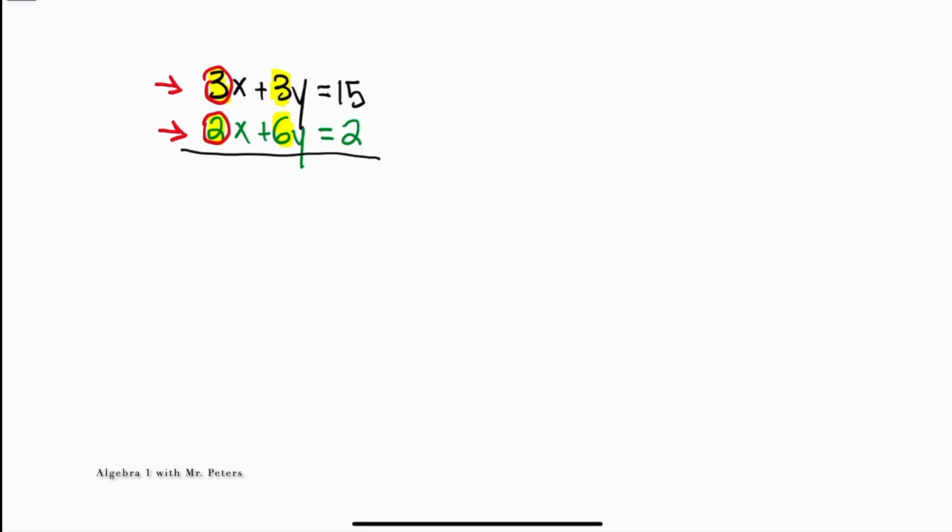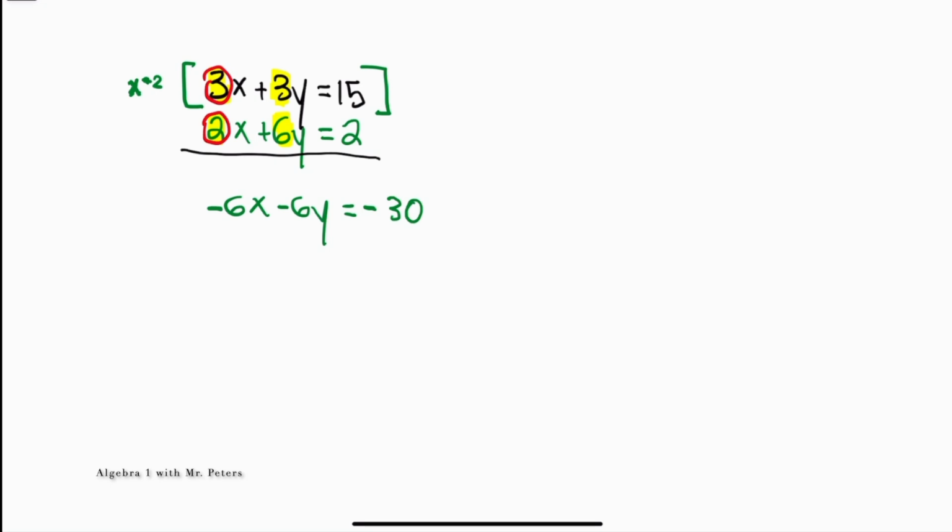That is a correct step. However, I don't think it's the best way to approach this problem. When we look at our y's, all we have to do is multiply once. So I could come in here, create an equivalent expression for equation 1. So I'm going to multiply the entire equation by negative 2. So this now turns into -6x - 6y = -30. This is an equivalent expression.